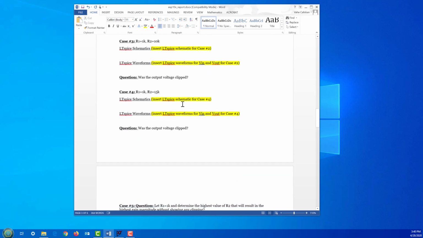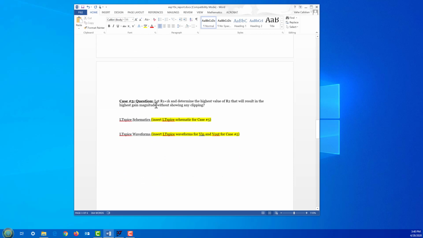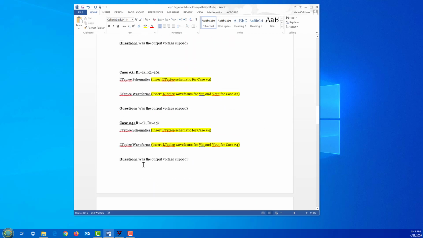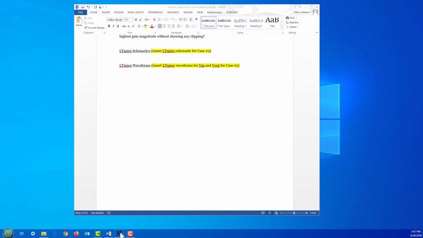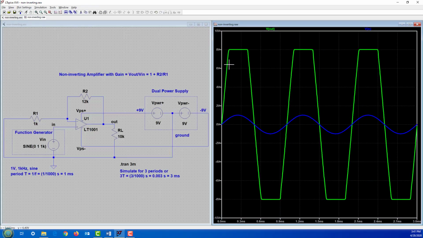But nevertheless, there are these cases that are being shown. Case 1, case 2, case 3, case 4. In case 5, there's a question. It says, determine the highest value of R2 that will result in the highest gain magnitude, right? Without showing any clipping. So what you should do is, where the clipping happens from observing case 1 to case 4, just go to your simulation and start increasing R2 until you just start seeing a little bit of a haircut, and back up a little bit, and then just say approximately R2 equals such and such ohms is that value. Okay, and then take a picture of the schematics, results.